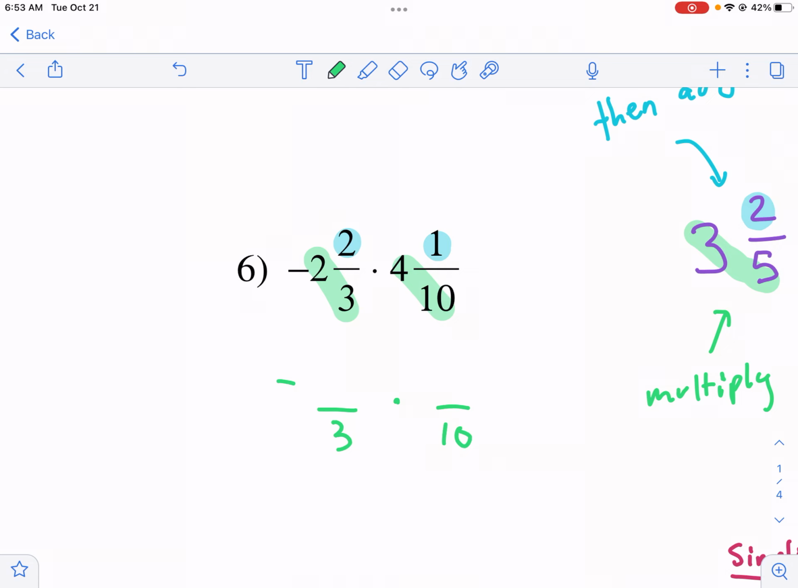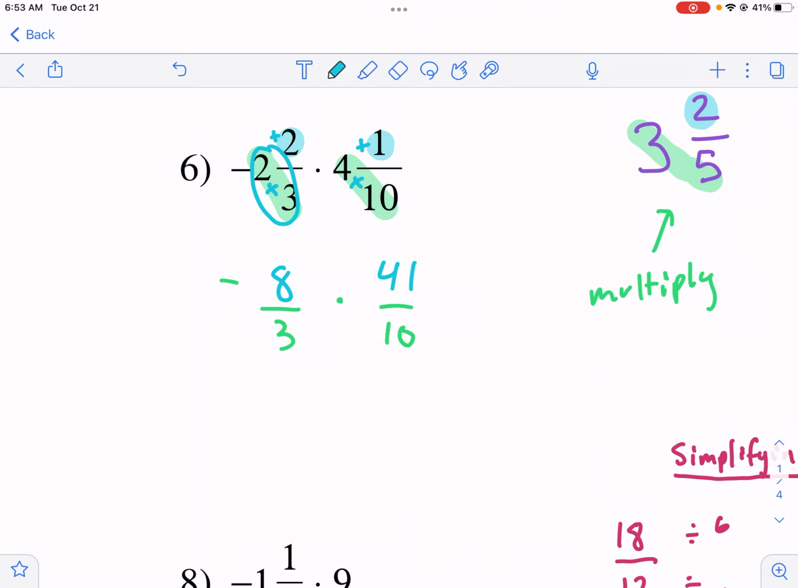So if I do 3 times 2, I get 6, and I add the 2, I get 8 for my numerator. So I'm going to have 8 because that was 6 plus 2, and that was 8. Then I have 4 times 10 is 40, add the 1. So I multiply these, add the numerator, and I have 41 in the top here. Whew, this is a big number.